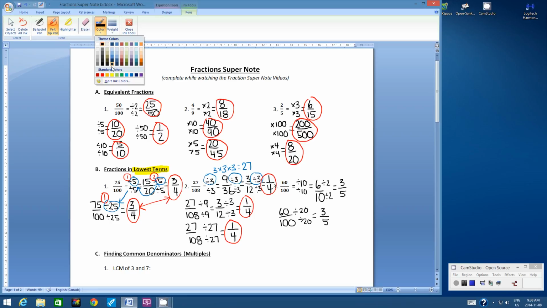Okay, so again, we should always come up with the same answer because we're starting with the same fraction, and it's the fraction in the lowest terms. If I change colors, let's look at the first numbers we divided by, 10 and then 2. Well, 10 times 2 is 20. Here's why in our first method we used 2 steps, and here's why in our second method we only used one step.